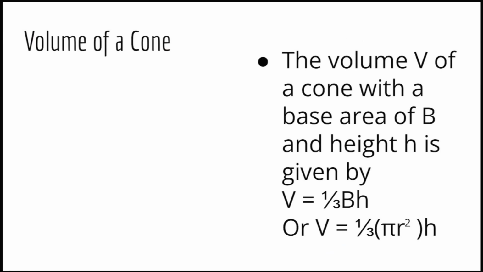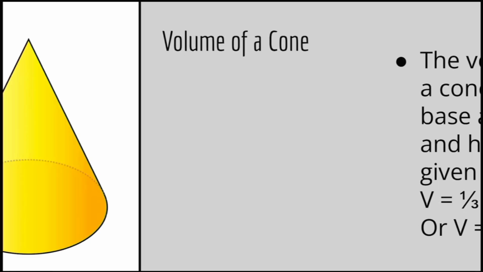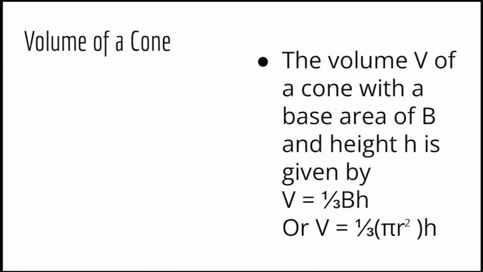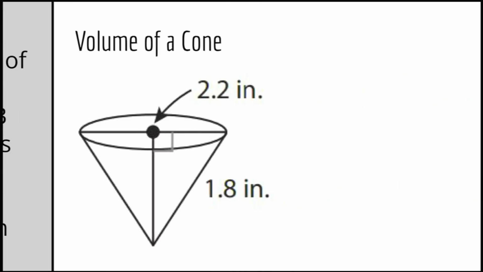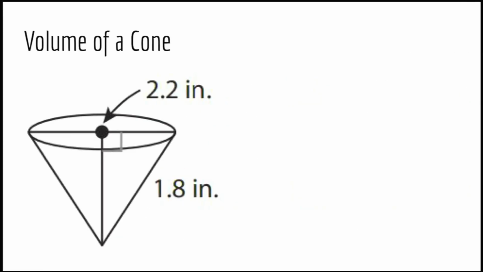The volume of the cone is going to be exactly the same. We're going to take the area of the base, in this case the area of a circle, times the height divided by 3, or times 1/3. They're essentially the same. All right, so the first one is going to be a cone. First, we need to find the area of the base. The area of a circle is going to be pi r squared.